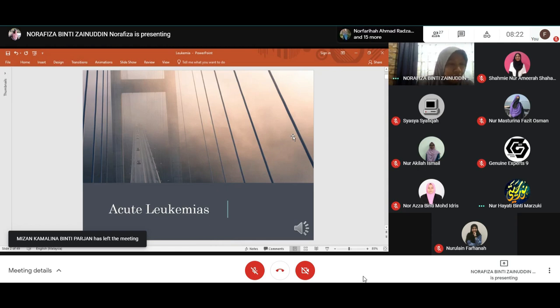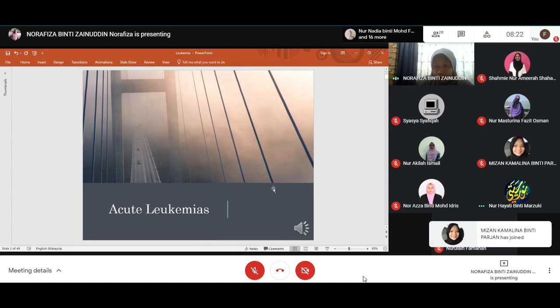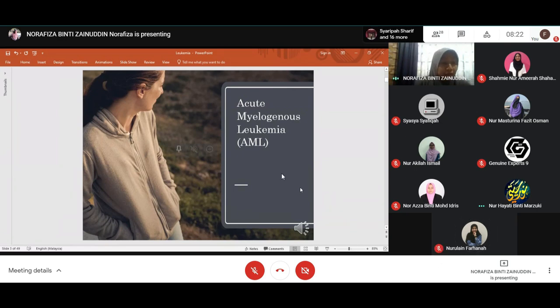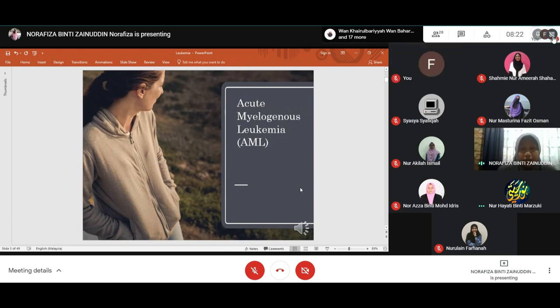Right. Alright, acute. We move on to acute leukemias. Okay, the first type. Saya move. Kalau saya move macam ni, boleh nampak my third slide? Boleh. Okay. Alright. The first type, I will explain on AML, acute myelogenous leukemia.